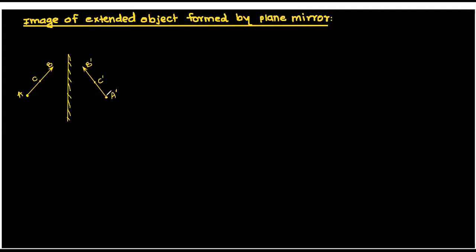Extended means what? The one whose height is changing, right? So let's see what are the properties of this image formation, particularly in case of plane mirror and object is extended. So let's see the properties which are very, very important. So see here, properties. What are the properties?